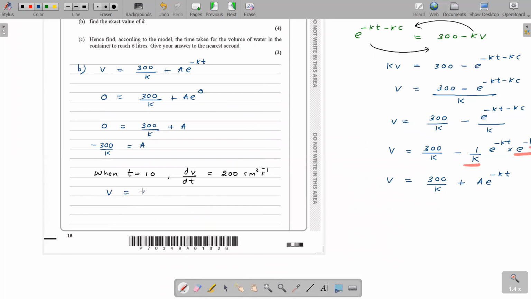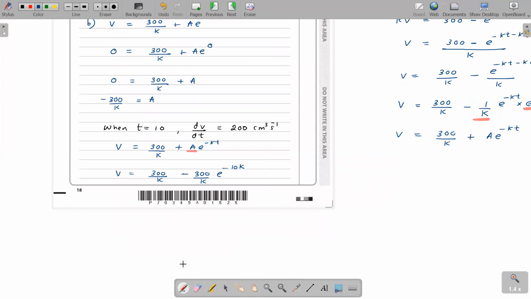So v equals 300 over k plus a e to the power minus kt. Let's replace: a is again minus 300 over k. Shall I replace? V equals 300 over k plus minus 300 over k e to the power minus kt, minus 10k because t is 10. Shall we simplify? We can take 300 over k out and we get 1 minus e to the power minus 10k. Is that okay?